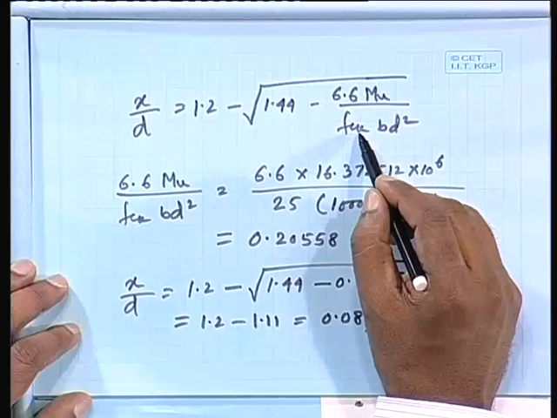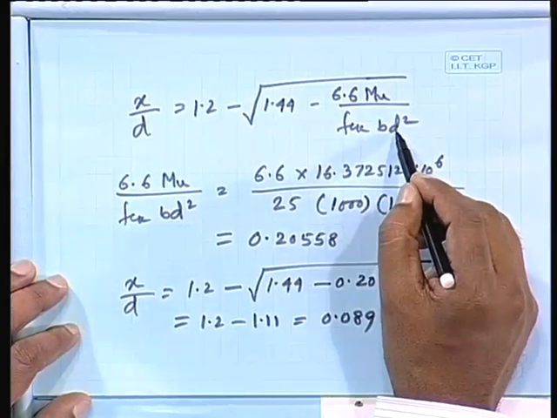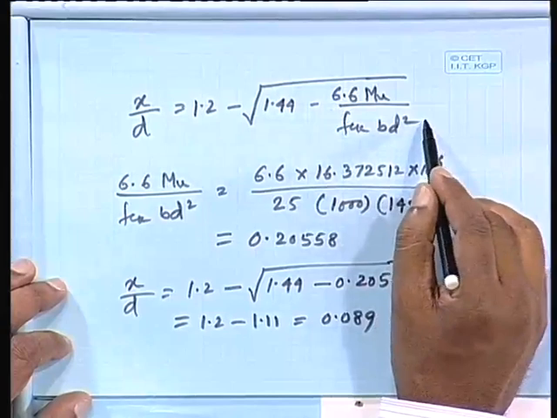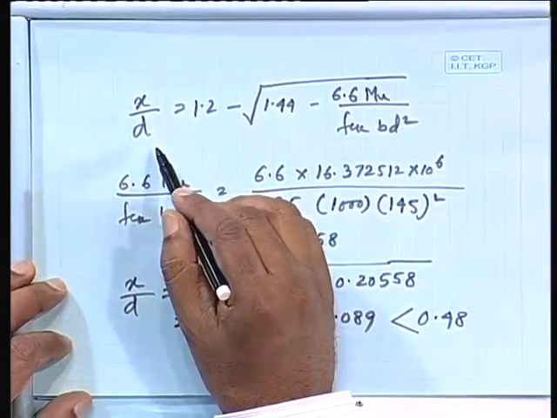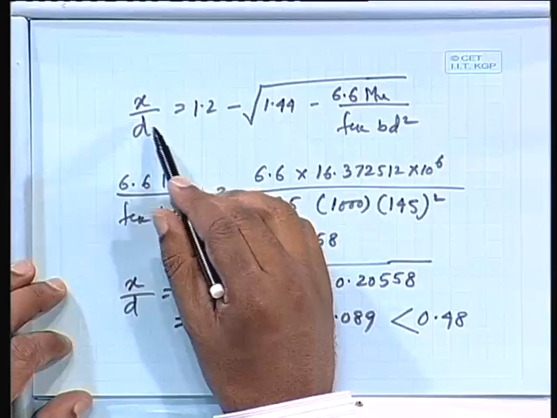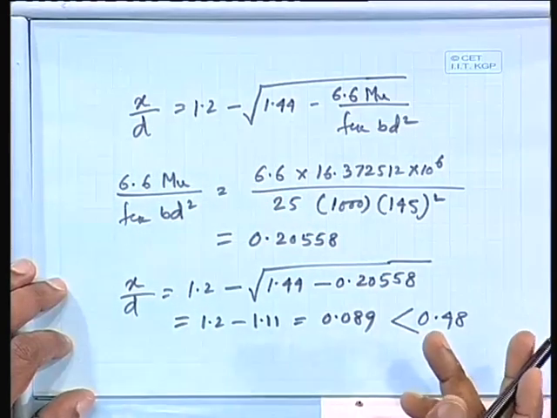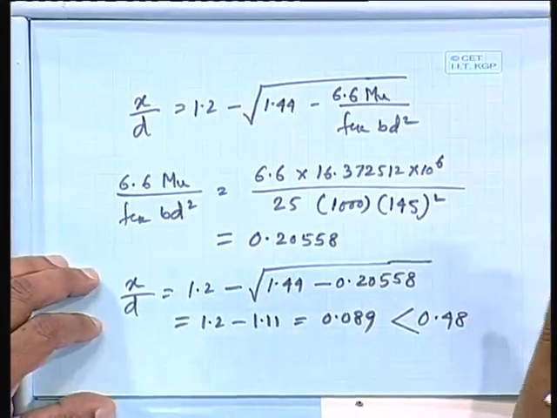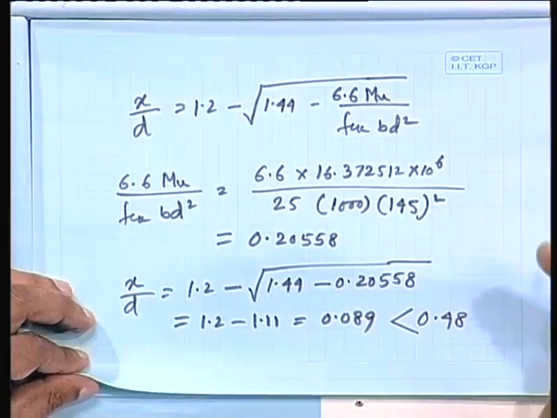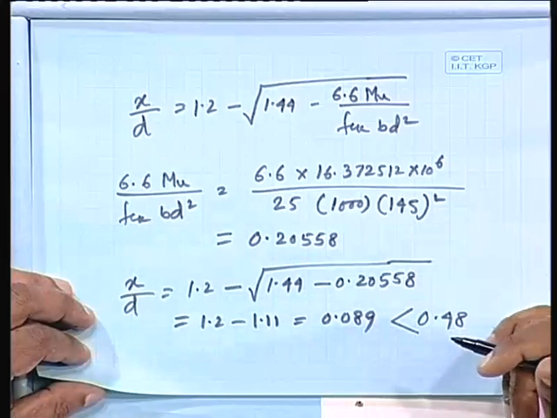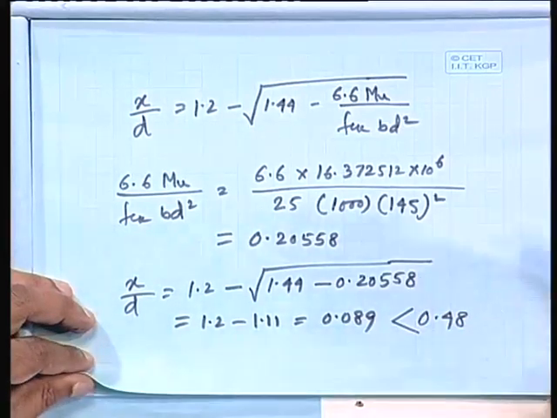That is number 1. Number 2, you have to calculate x by d. If we know Mu, FCK, B, and D, which is already provided, then on the basis of that we can find out the value of x by d. If we can find x by d, then we can find the lever arm, which is d times 1 minus 0.416 x by d. So, these are the 3 formulas we are using in the slab design, and we can finally find out the area of steel.